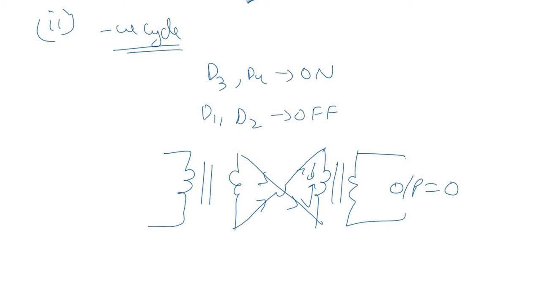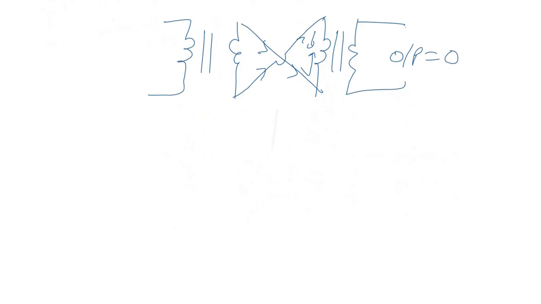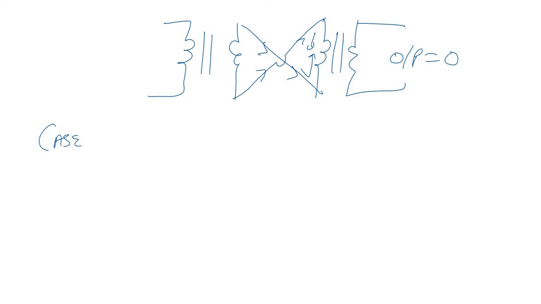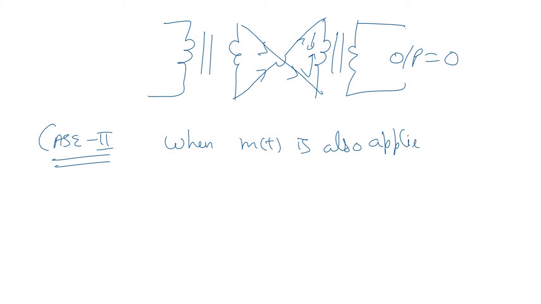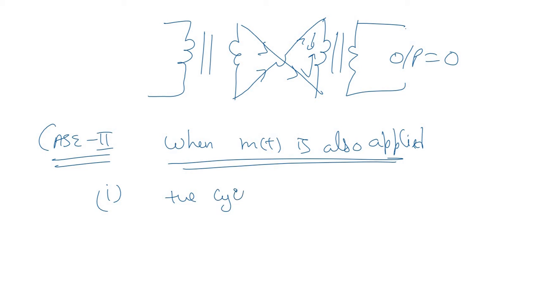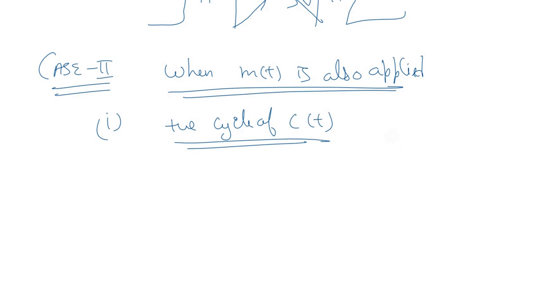Now moving on to the second case, when we apply the message signal also along with the carrier signal, let us analyze case 2 when m(t) is also applied. So now we have applied both carrier as well as the message signal. Now for the positive cycle of c(t), again the circuit will be something like this.